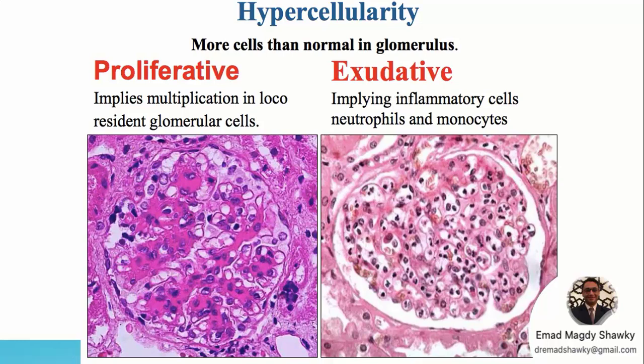So exudative means there is an infection like the post-infectious glomerulitis, but this is a proliferative lesion. Why? Because here I see proliferation of the mesangial matrix, this pinkish material, and the proliferation of the cells normally present in the glomerulus, maybe the mesangial cells. But here there are some cells which are not normally present in the glomerulus. Those are the inflammatory cells. So this is an exudative hypercellularity, and this is a proliferative hypercellularity.